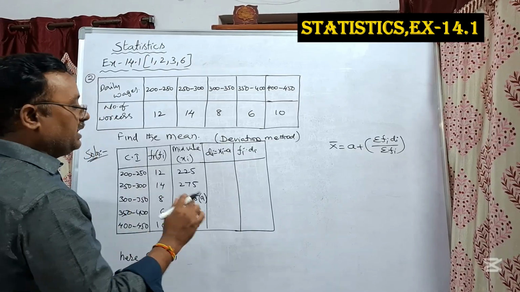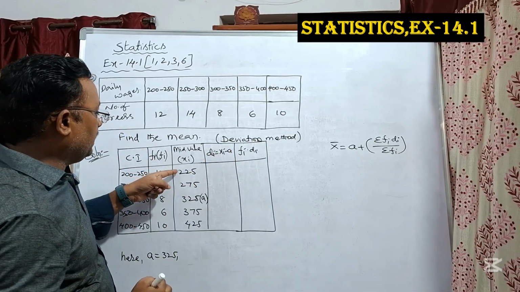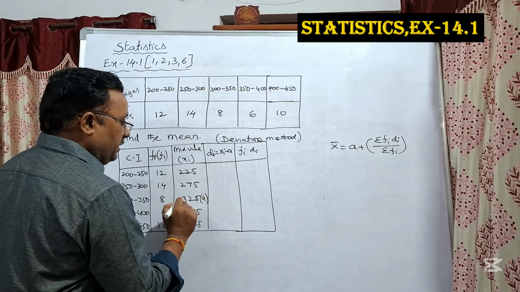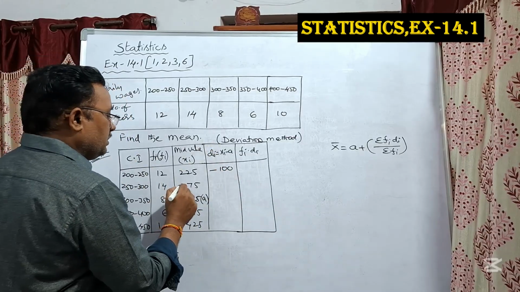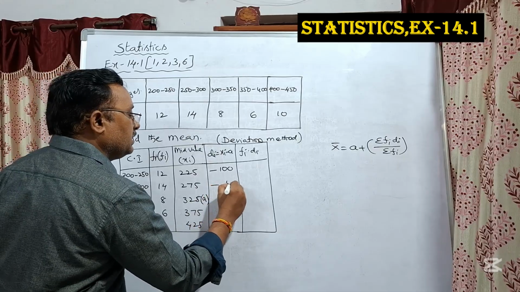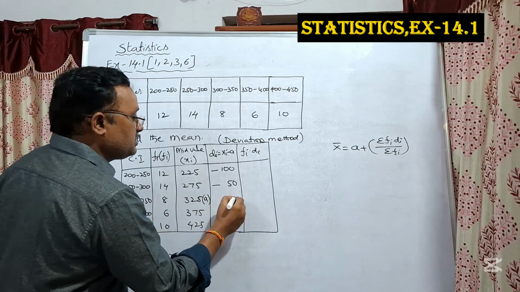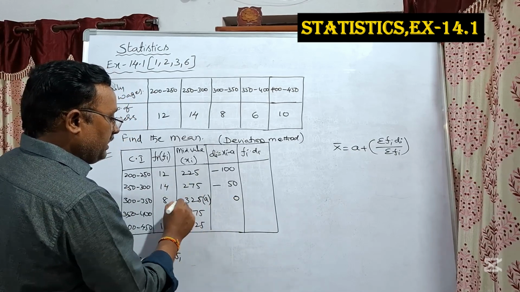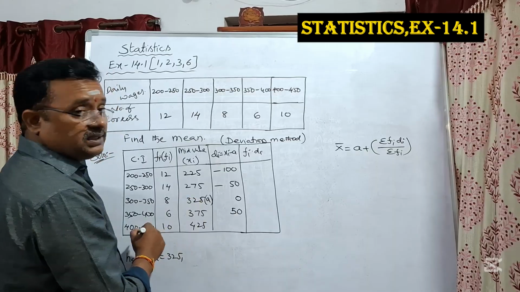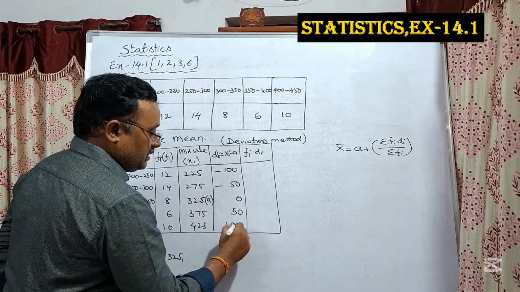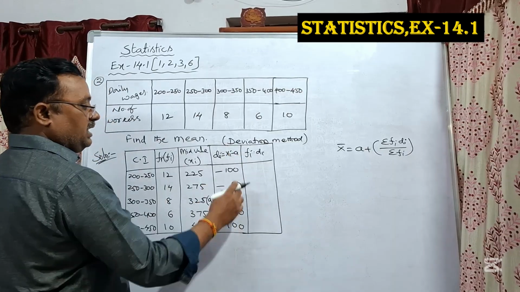I wrote it. From that, find out di, which means xi minus a. First, x1 minus a: 225 minus 325 is minus 100. Be careful while writing this. Next one, 275 minus 325 is minus 50. Next one, x3 minus a, 325 minus a itself, is 0. Next, x4 minus a, that is 375 minus 325, plus 50. Next, 425 minus 325, that is plus 100. So we got the systematized di values.